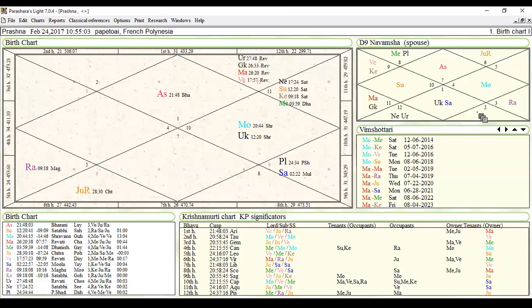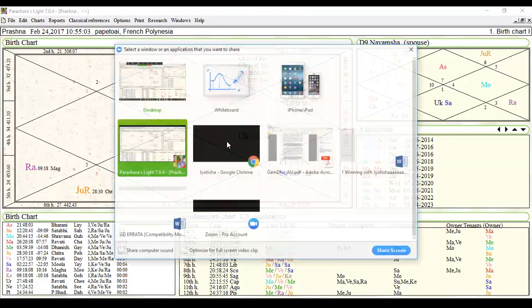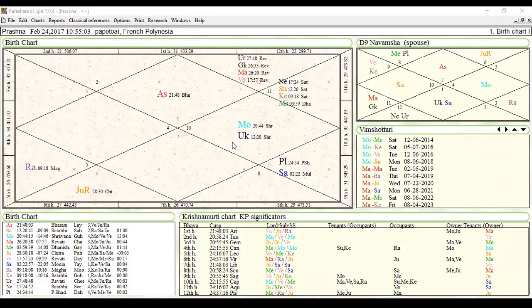So 3, 6, 8, and 12 are the bad houses in the subcharts. The other houses are positive. That's a very simple rule. And again, sort of a shortcut way to read the subcharts. So, yeah, this is the essence of what I wanted to share today. And again, especially with respect to the Navamsha and how it represents the ultimate potential of the horoscope.